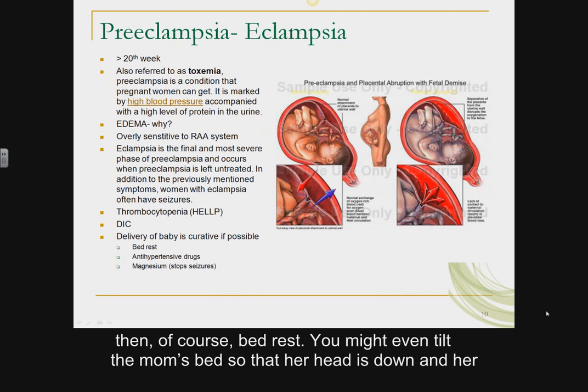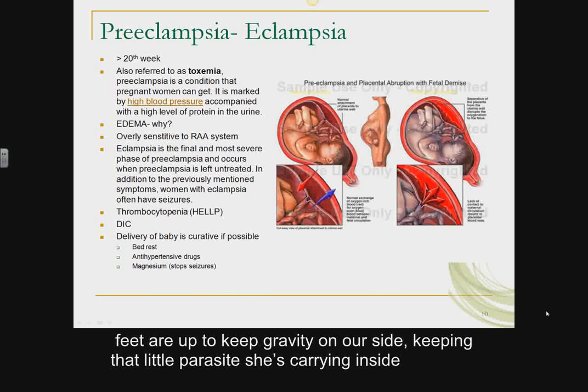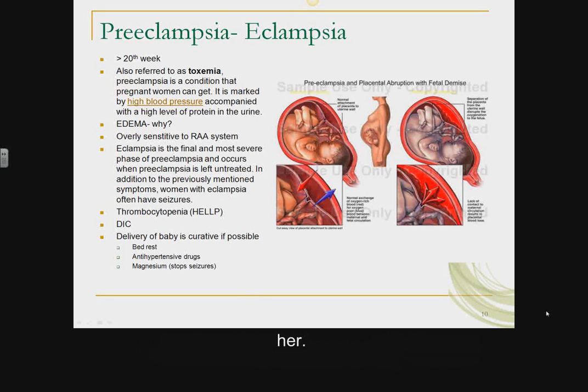We could even tilt the mother's bed so that her head is down and her feet are up to keep gravity on our side, keeping that little parasite she's carrying inside her until the baby is mature and can be delivered safely.